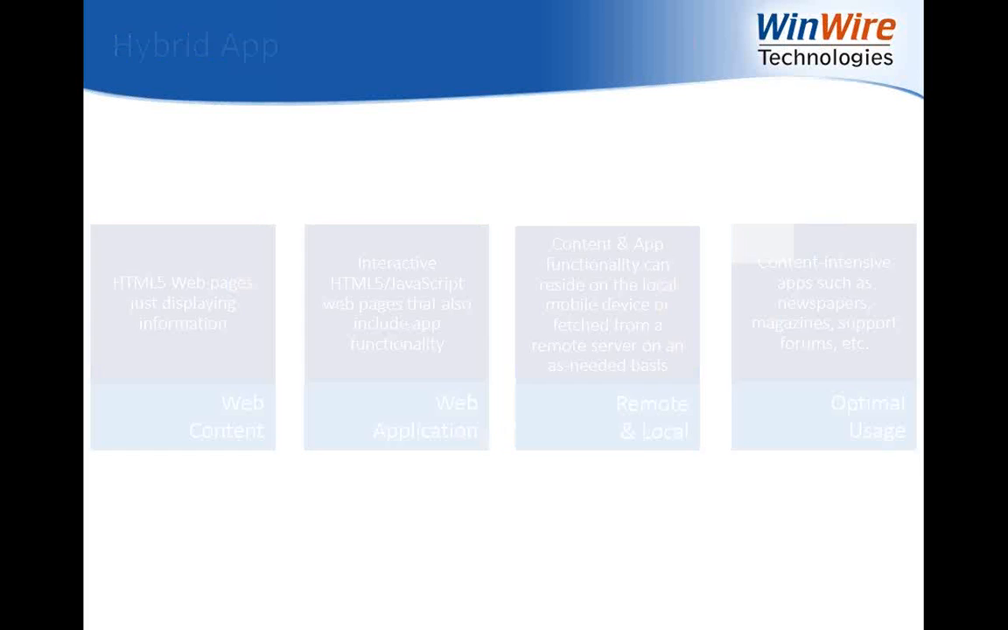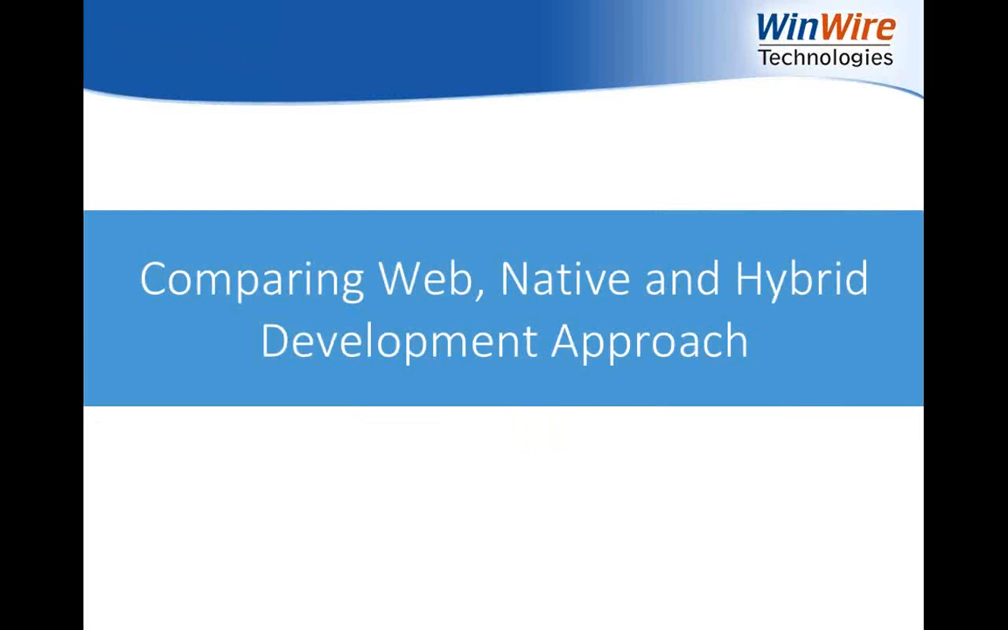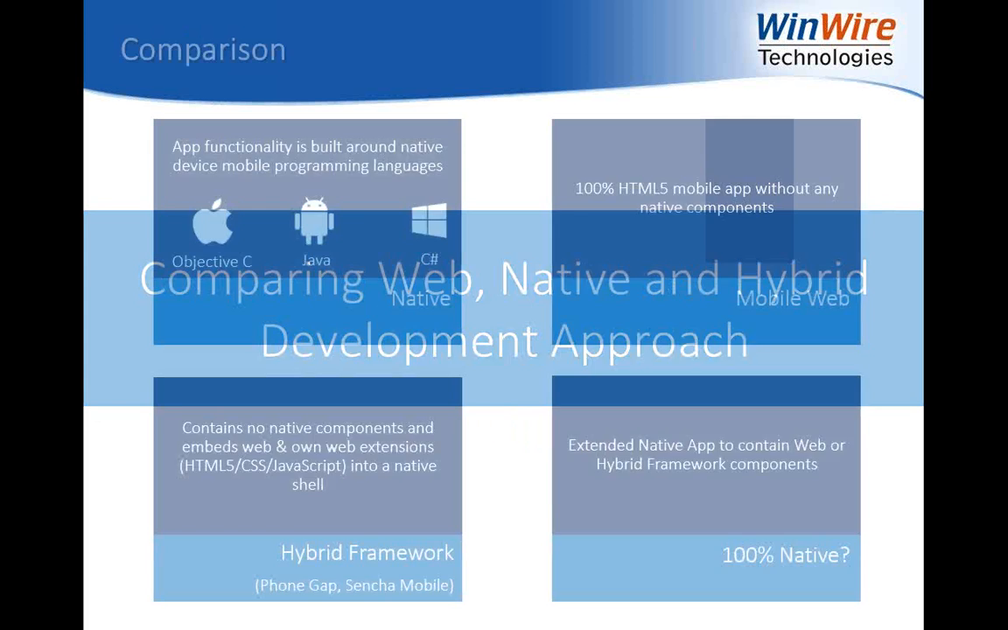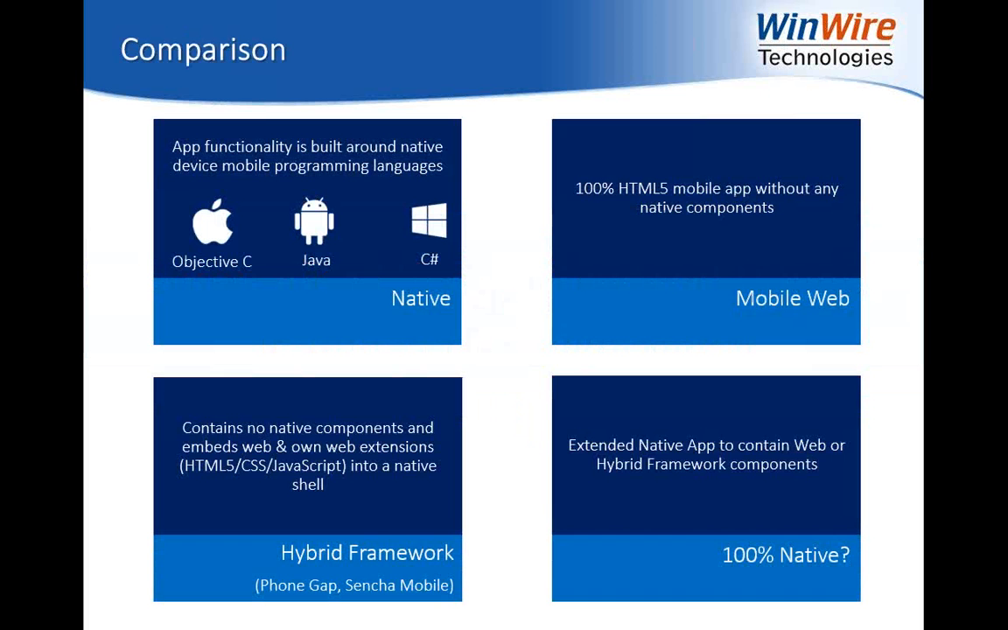So when we compare native, web, and hybrid development approaches, what are we looking at? What are the different approaches to mobile app development? Native is basically what the device manufacturer offers to you in terms of development: Objective-C for Apple, Java for Android, and C# for Windows Mobile. Basically, if you want to develop an app, you have to do it in three different languages.